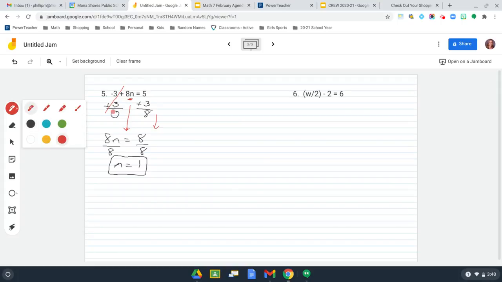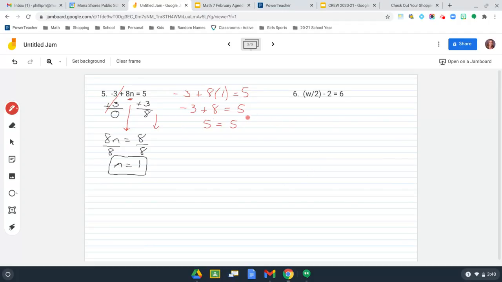Check this one. Over here, I've got -3 plus 8 times my answer of 1 equals 5. -3 plus 8 times 1 is 8 equals 5. Yeah, this balances. I did it right. N equals 1.